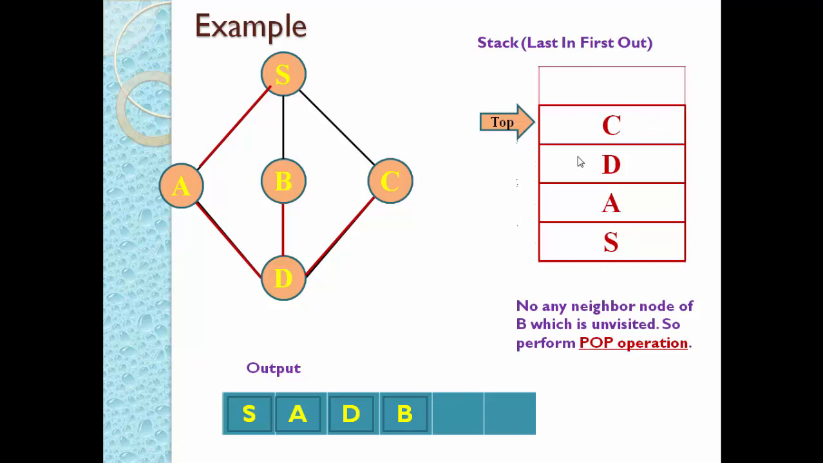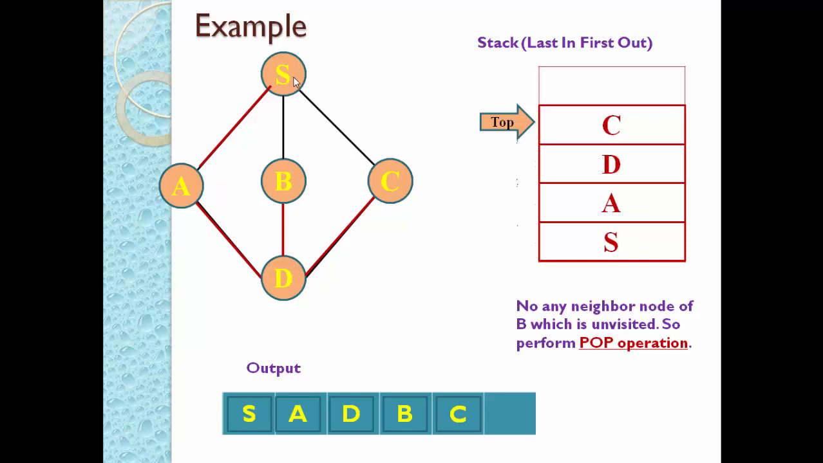Now C is already visited, so we have to print it as an output. So C is printed. Now the next step is that we have to check the top of the stack. The top of the stack is our C node. So we have to explore C, we have to identify all the neighbor nodes of C. C has 2 neighbor nodes, one is S and the second one is D.